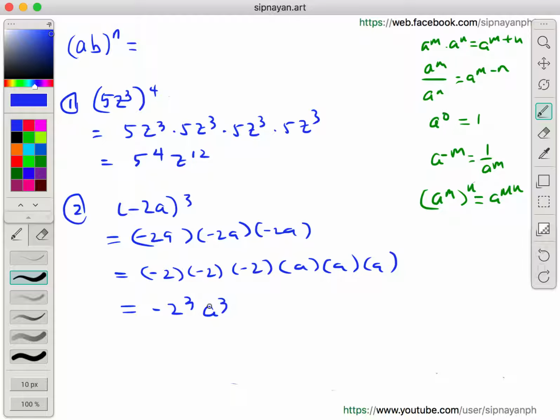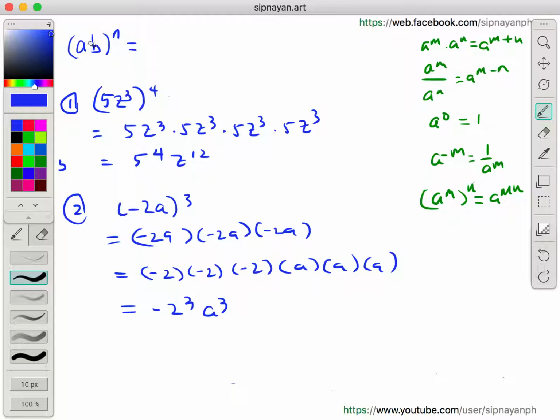So, napapansin nyo, yung (5z cubed) to the 4th, naging 5 to the 4th, z to the 12th. Anong nangyayari sa exponent nila? Yung 4 at saka yung 1 dito sa 5, naging 4. Yung 4 at saka 3 dito, naging 12. Kasi ito rin, yung 1 dito sa negative 2, naging 3. And then yung 1 dito, naging 3.